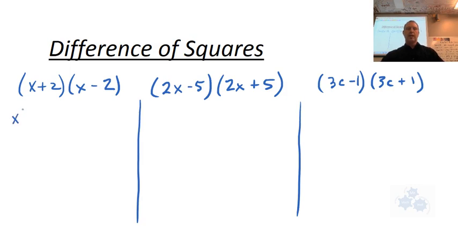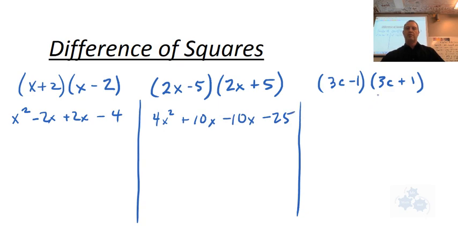Well, first terms we get x squared. Then we get negative 2x. Then we get plus 2x. Then we get negative 4. Before I simplify that, let's do the other ones. Let's do the first step of all of them. This is 4x squared plus 10x minus 10x minus 25.